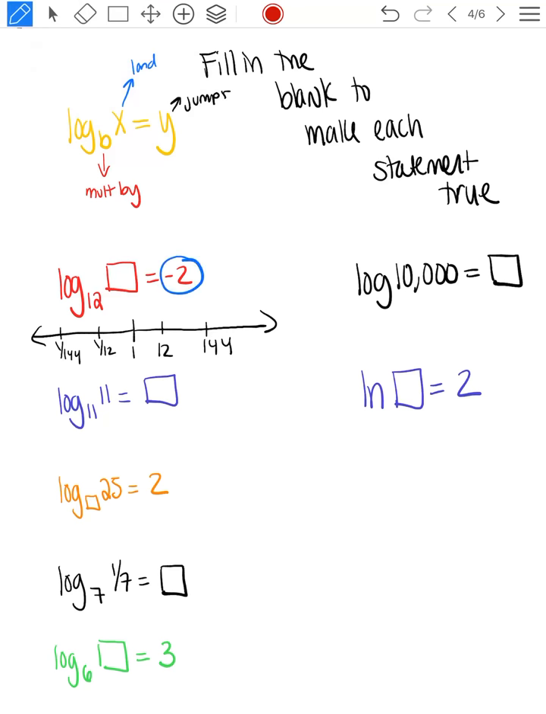And I also know that I'm taking -2 jumps. So that means I'm starting from 1, I'm going 2 jumps to the left. So that would get me at 1 over 144.